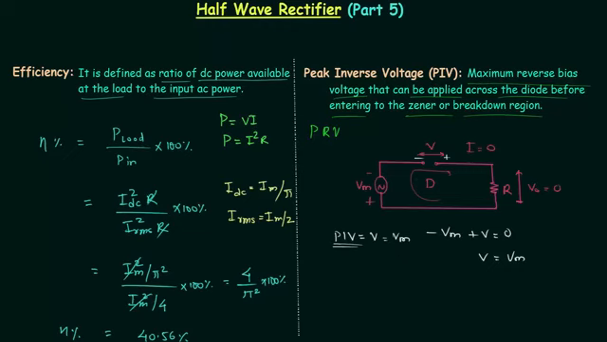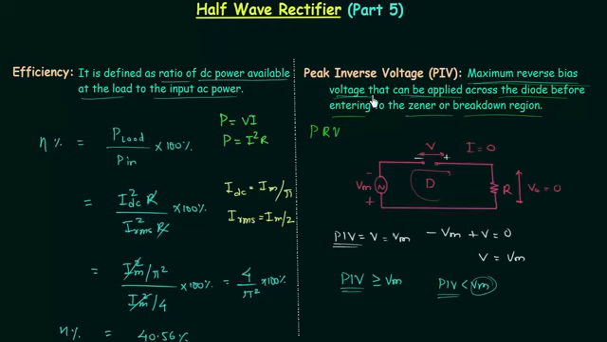There is one condition that we have to follow. Peak inverse voltage must be greater than or equal to Vm, because if peak inverse voltage is less than Vm, the diode will be damaged. Peak inverse voltage is the maximum reverse bias voltage that we can apply across the diode, and in this case we are applying Vm across the diode. If Vm is greater than the peak inverse voltage, the diode will be damaged. To protect the diode, we have to make PIV greater than or equal to Vm. This is a very important condition that we must follow.